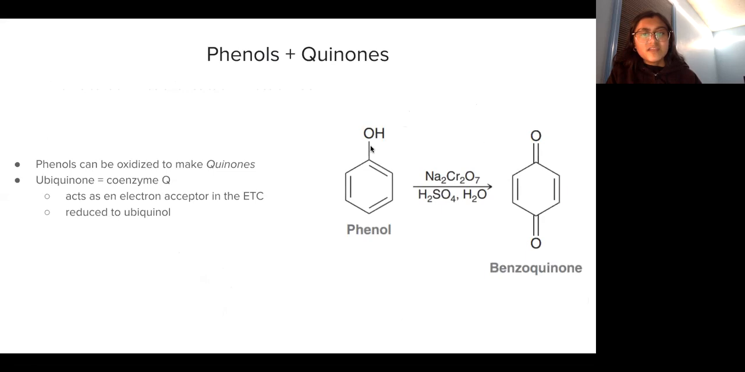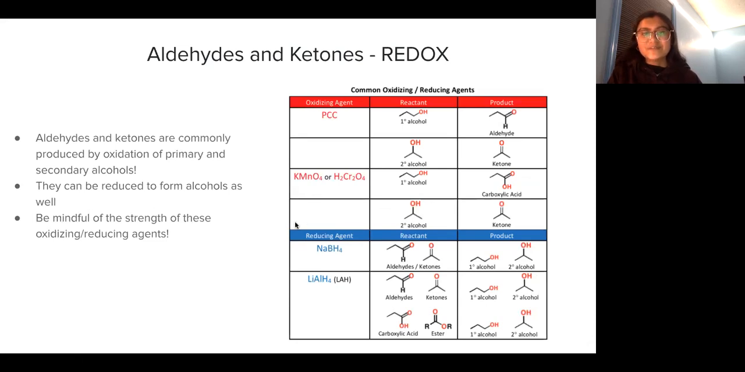All right, phenols, which we discussed a little bit earlier, can be oxidized to make quinones. This is an example here where it has this double bonded oxygen. Ubiquinone is the same as coenzyme Q, which you're probably familiar with from the electron transport chain. But just something to know is that that's a quinone. All right, this is the table that I was talking about. It shows common oxidizing and reducing agents.